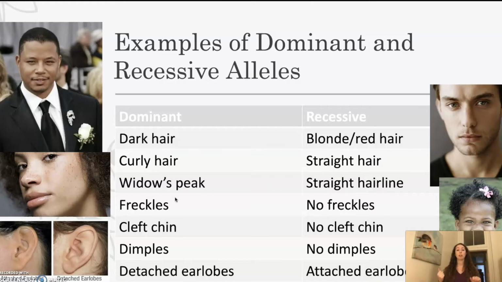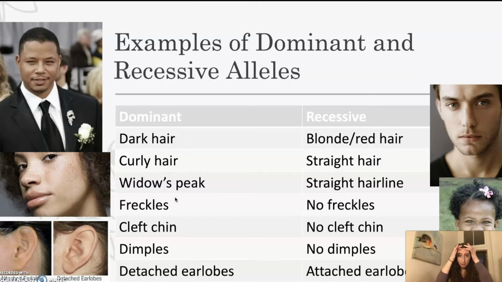So let's look at a couple other examples. Curly hair is dominant over recessive, which is straight hair. So that curly hair gene is always going to win. So if you got, again, one curly hair allele from mom and one straight hair allele from dad, then you're going to have curly hair because it is a dominant trait.